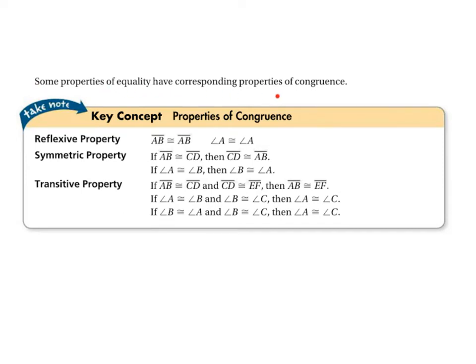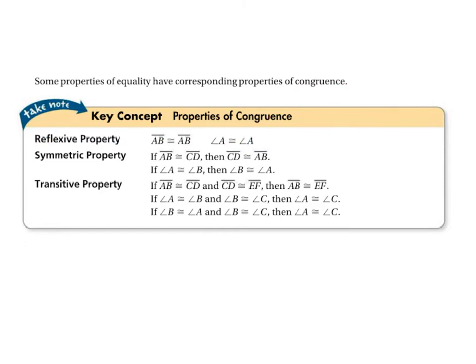Now, as this says, some properties of equality have corresponding properties of congruence. If we have properties of equality, like the reflexive property of equality, we can say the same thing for figures that are congruent. Segment AB is congruent to segment AB. Angle A is congruent to angle A. And this seems like, well, yeah, of course, but you'll see that we'll want to refer to that in the course of building our case, okay?